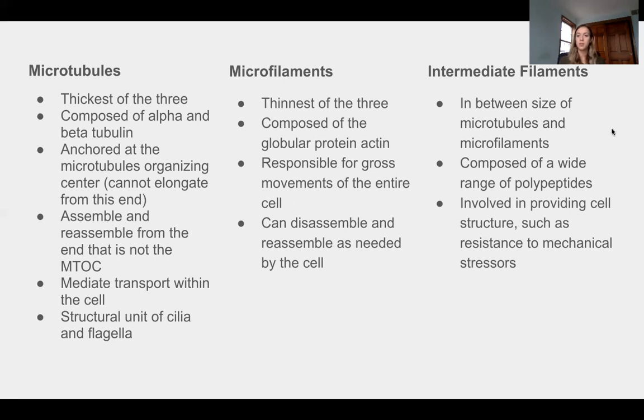So intermediate filaments, their size is in between that of microtubules and microfilaments, which is pretty explanatory in the name. So these are composed of a wide range of polypeptides, and they provide rigid cell structure. So they help the cell resist mechanical stressors and things like that. Intermediate filaments are more different, while microtubules and microfilaments have some similarities. The intermediate filaments are not dynamic, they're pretty static, and that helps them be a little bit more sturdy.